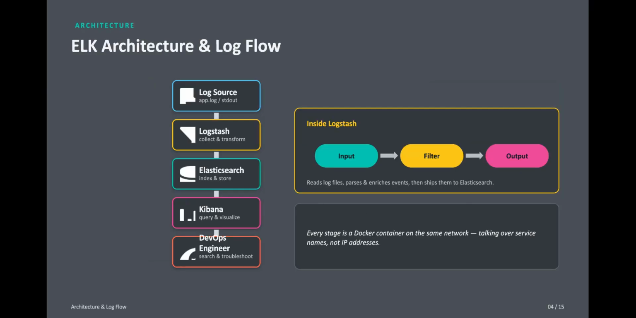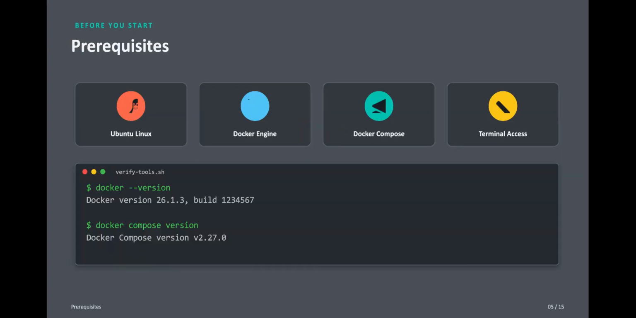The log flow is simple. Application logs go to Logstash where they can be collected and transformed. Now, Logstash sends the transformed logs to Elasticsearch for indexing and storage. At last, Kibana. Kibana queries Elasticsearch so the team can search and troubleshoot problems and help to solve them. Logstash itself follows three stages: input, filter, and output.